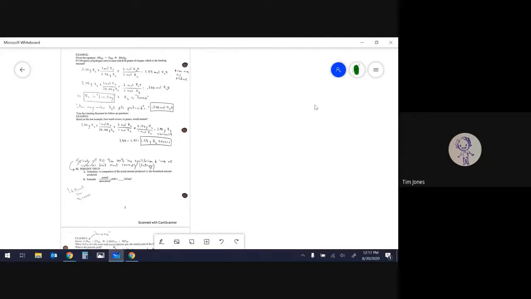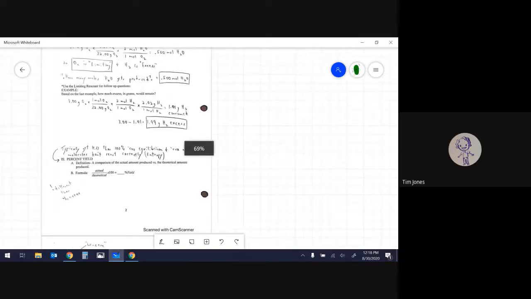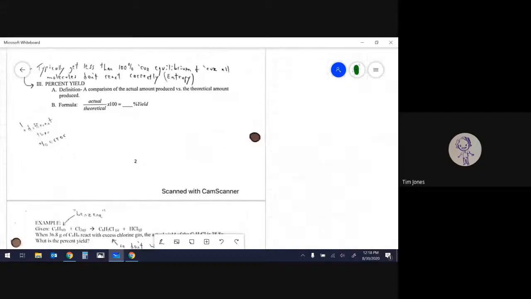Hello, Mr. Jones again. This is the second half of the AP Chemistry notes for pages 1 through 4. Now, in part 1, we had ended by doing this problem here, solving for the excess hydrogen. So now we are here.